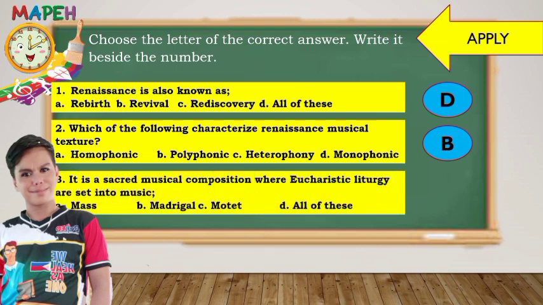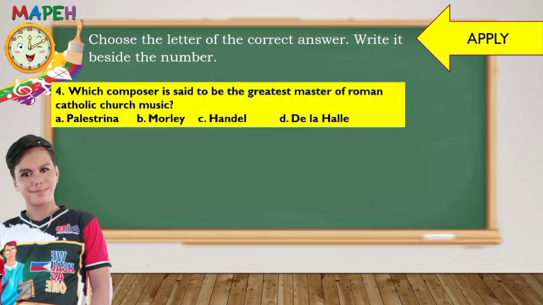Polyphonic. Number 3. It is a sacred musical composition where Eucharistic liturgy are set into music. A. Mass, B. Madrigal, C. Motet, D. All of this. The answer is letter A. Mass. Number 4. Which composer is said to be the greatest master of Roman Catholic Church music? A. Palestrina, B. Morley, C. Handel, D. De La Hale. The answer is letter A.